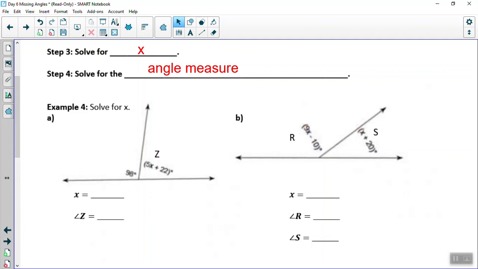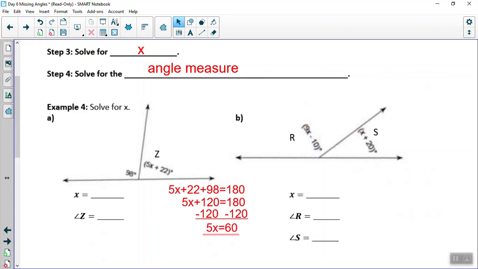So here I have a straight line formed by these two angles. These two angles are adjacent, they share a side and have a common vertex. So these two angles here are going to add up to 180 degrees. So I'm going to take that 5x plus 22 and that 98 and I'm going to add them together and set them equal to 180. Now I can combine my like terms. I can isolate my x term by subtracting 120 from both sides.